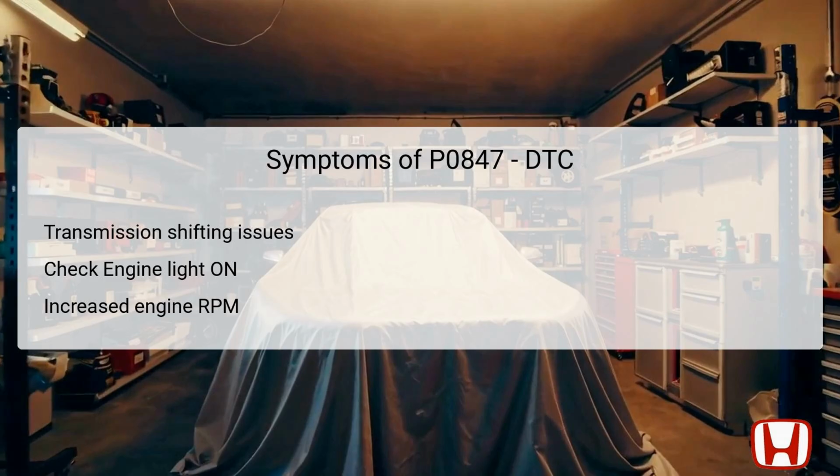If the vehicle goes into limp home mode, it might be stuck in a specific gear to prevent further damage. Observing these symptoms can help technicians confirm the need for further diagnostics and repairs. The potential impact on the vehicle's drivability highlights the necessity of addressing this code promptly to avoid severe transmission issues.